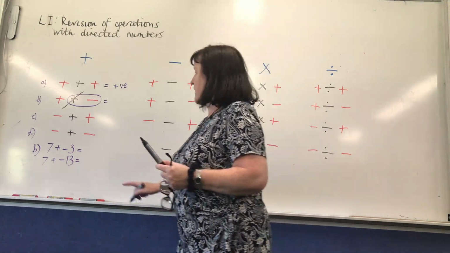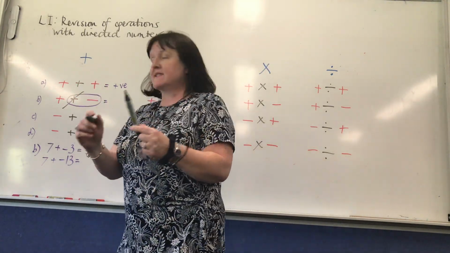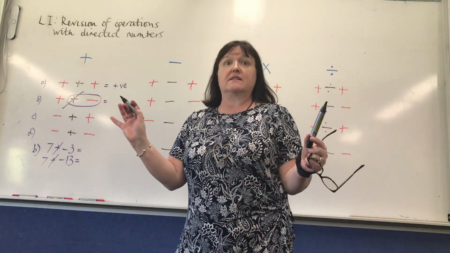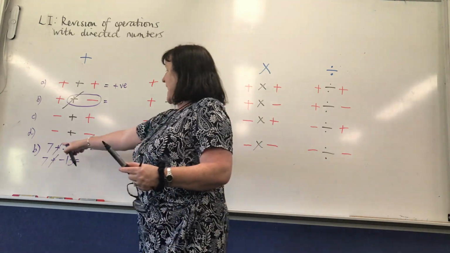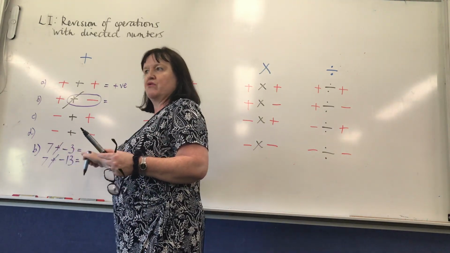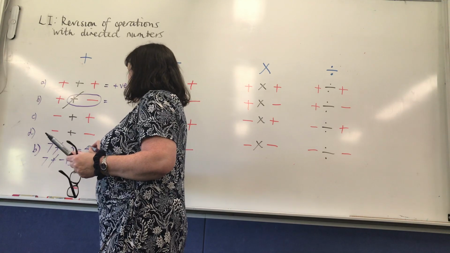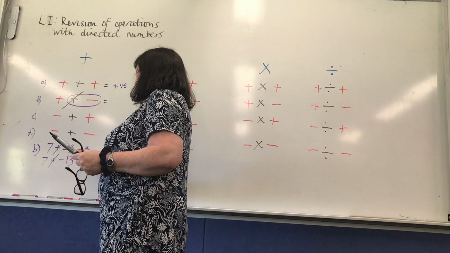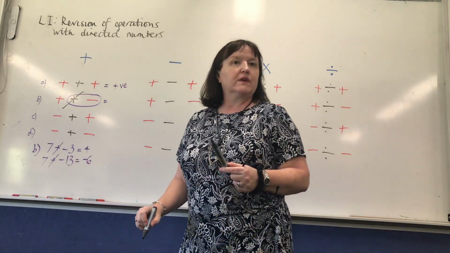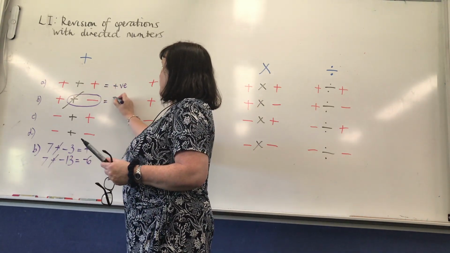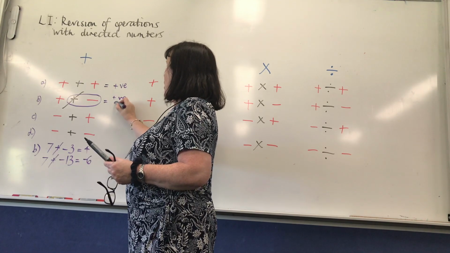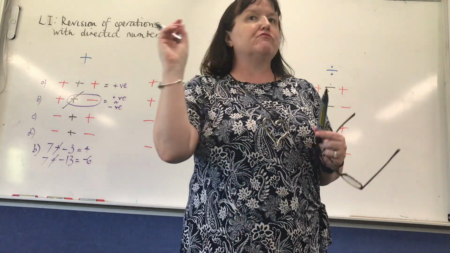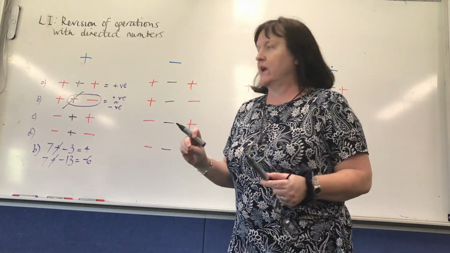Good girl, well done. So here, obviously, adjacent signs, you cross out the 2 additions because the negative's dominant. Here we're left with 7 take 3, which is 4. And here we're left with 7 take 13, which is negative 6. So for B, the answer could be positive or could be negative, and it depends on the relative size of the numbers that you're dealing with.